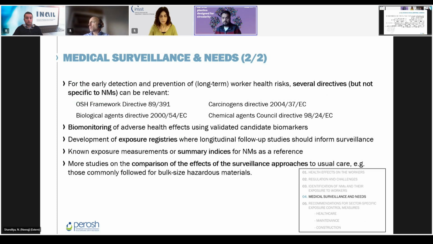For such directives to be more effective, there are several recommendations, which include biomonitoring of adverse health effects using validated candidate biomarkers of exposure, then development of exposure registries where longitudinal follow-up studies should inform surveillance, non-exposure measurements or summary indices for nanomaterials as a reference, or we can also have studies that compare the effects of these surveillance approaches to usual care. So for example, those commonly followed for bulk-sized or conventional hazardous material.